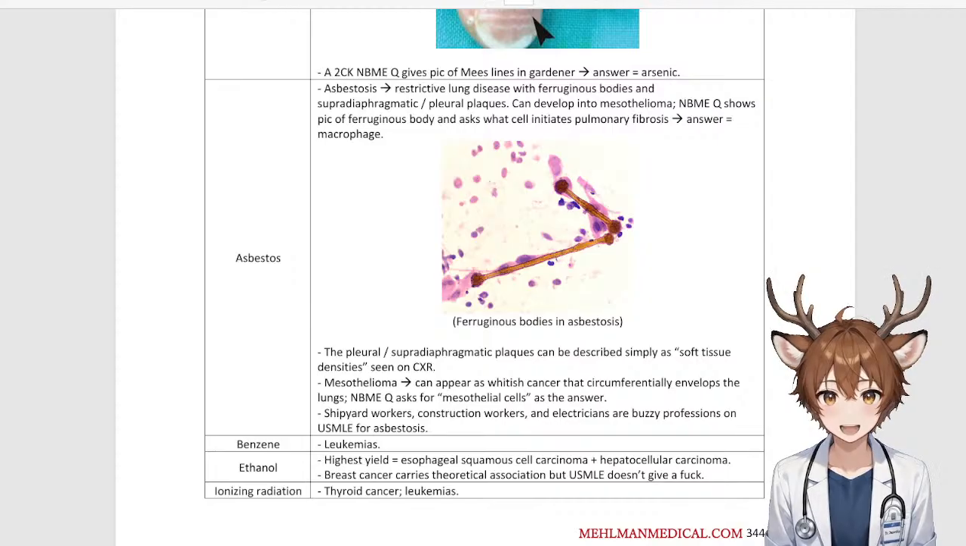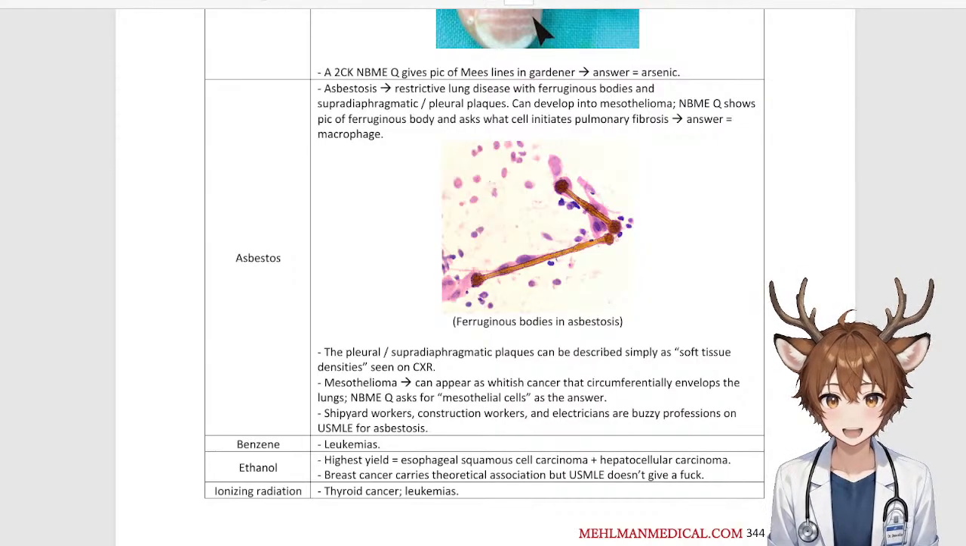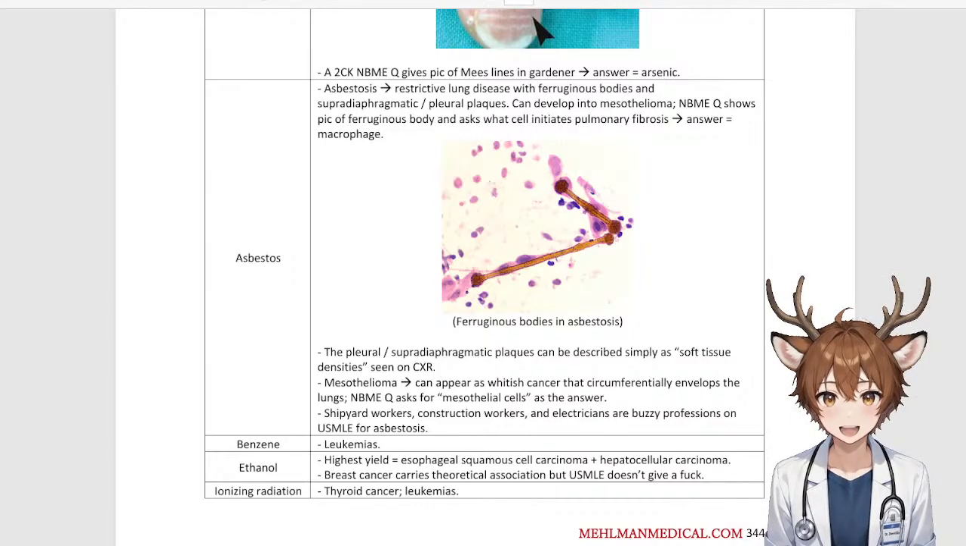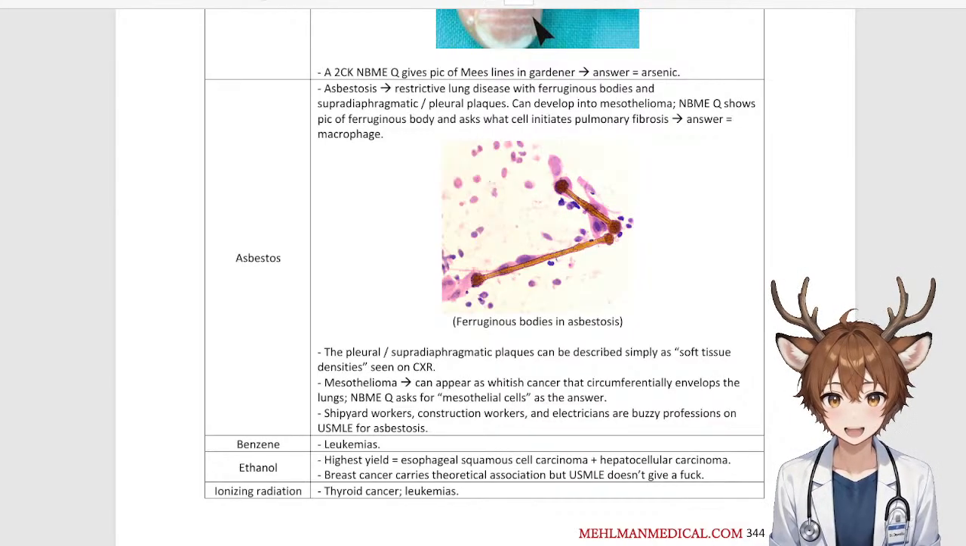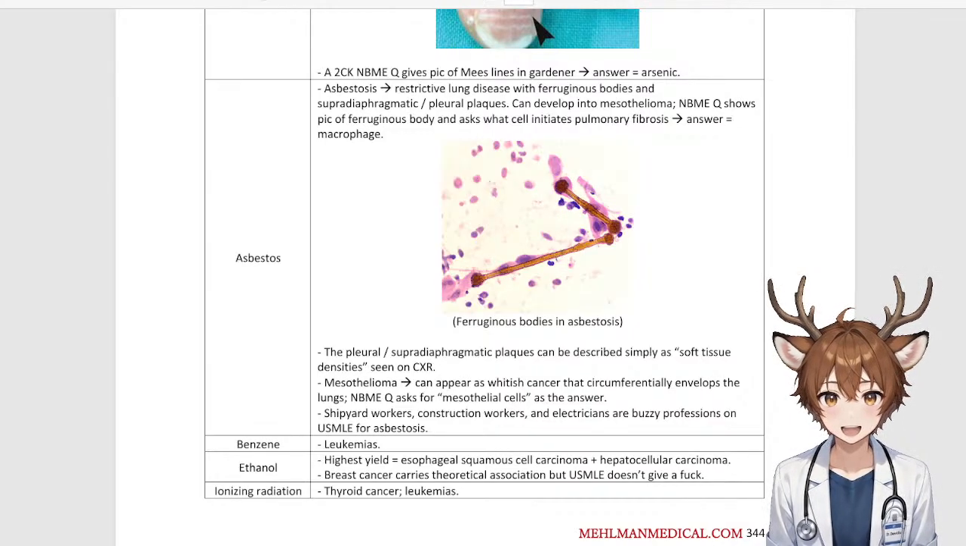Asbestosis, restrictive lung disease with ferruginous bodies and supradiaphragmatic pleural plaques, can develop into mesothelioma. NBME question shows a pic of ferruginous bodies and asks what cell initiates pulmonary fibrosis. The answer should be macrophage.